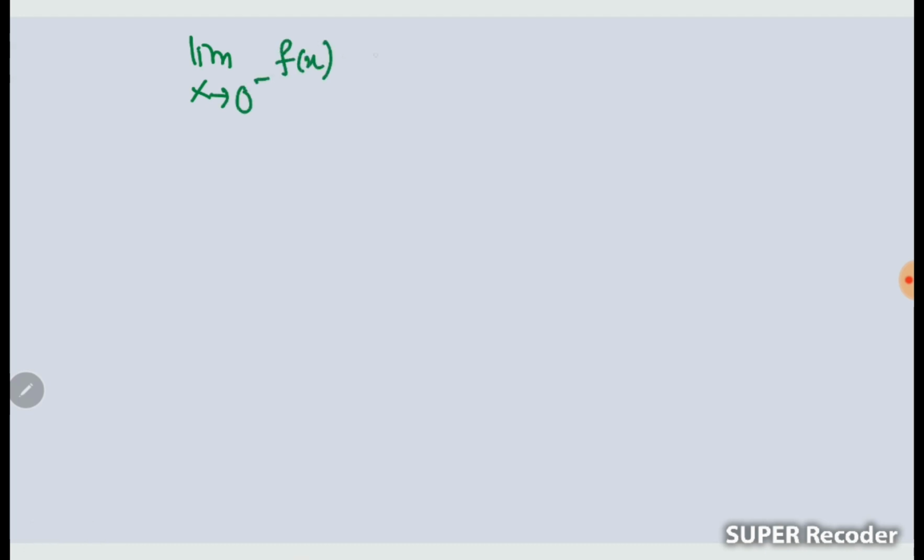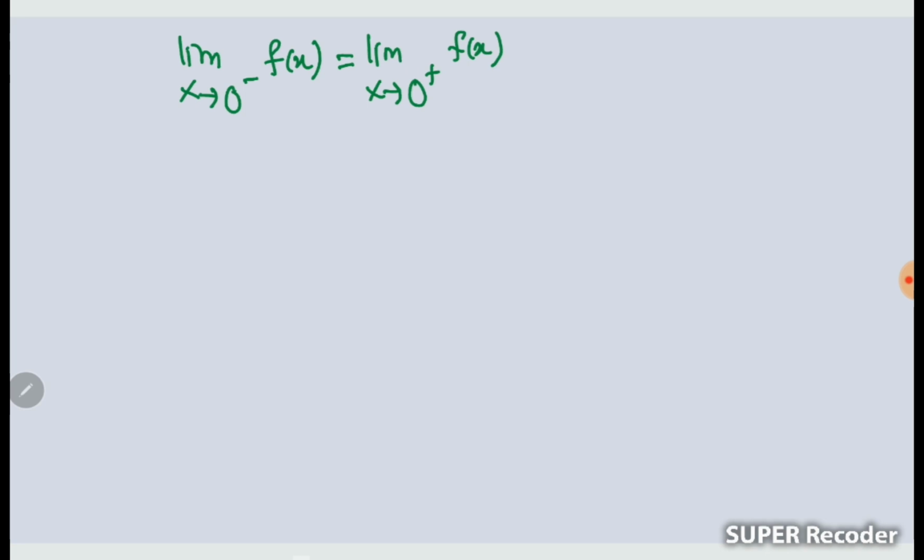So what is the conclusion? We see that the limit when x approaches 0 from the left for the function f(x) does not equal the limit when x approaches 0 from the right for the function f(x). Therefore, f prime 0 does not exist.